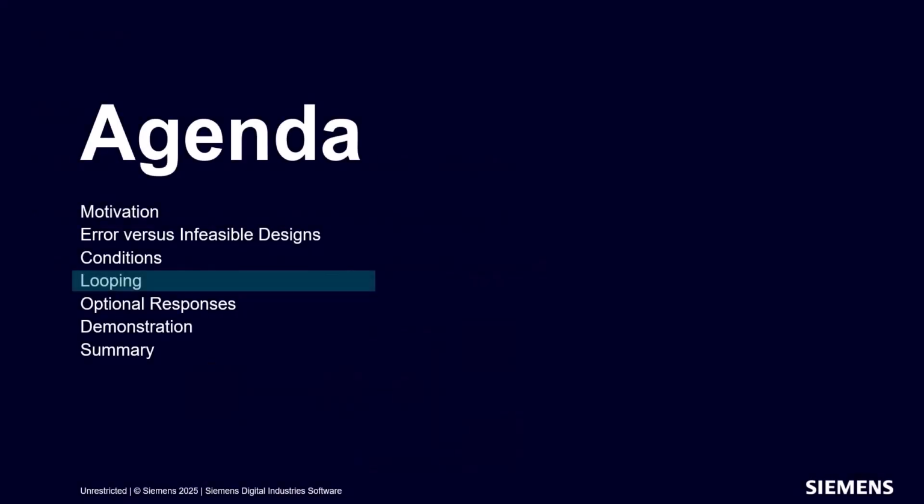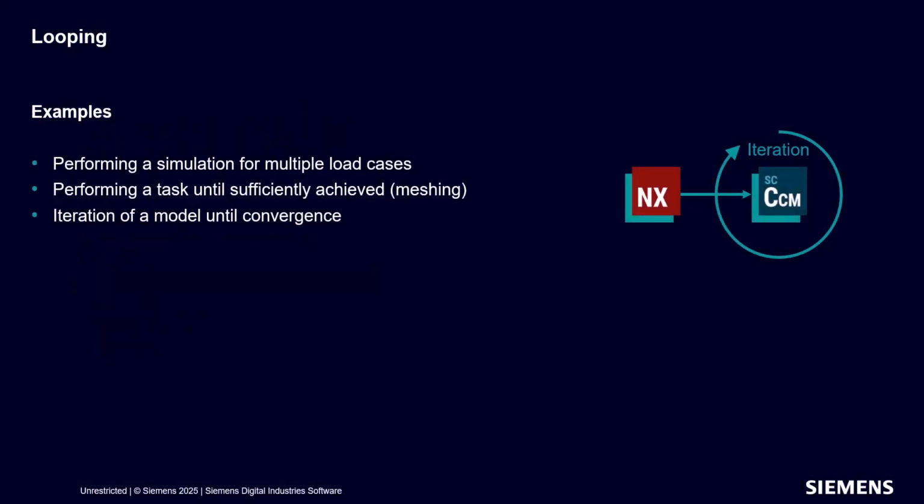Let's now look at the feature called looping in HEEDS. Looping is a key functionality within HEEDS that is critical to accomplishment of certain advanced aspects of workflows. Examples include the following: assessing a design over multiple load cases within a single analysis portal in HEEDS, performing a task until a certain threshold is attained, such as mesh convergence, and iterating until a simulation model converges.